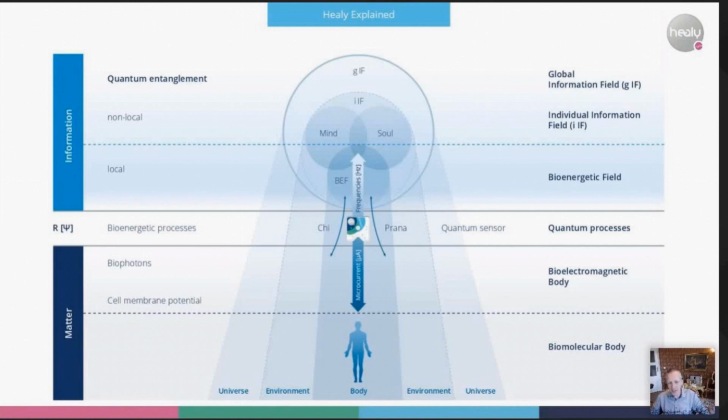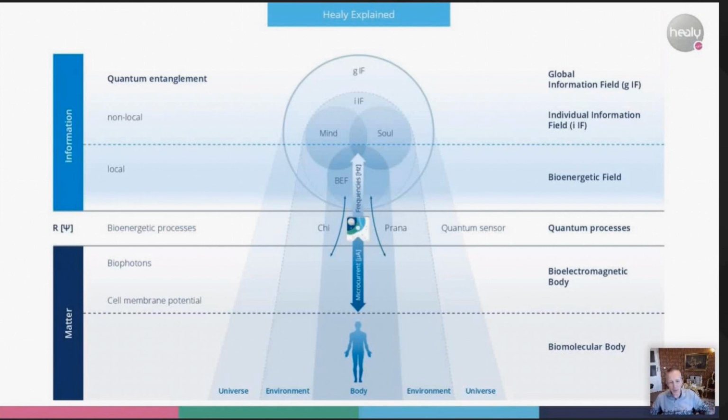The bioenergetic field is that part of the information field which relates to our body through bioenergy. Bioenergy is chi in the Chinese tradition, or prana in the Indian tradition, but it's actually flows of quantum information and quantum energy which connect the information field with the material aspect of our being. So the Healy is really placed in the middle, and through the two ways the microcurrent frequencies operate, it connects the information field to the material aspect of our existence.